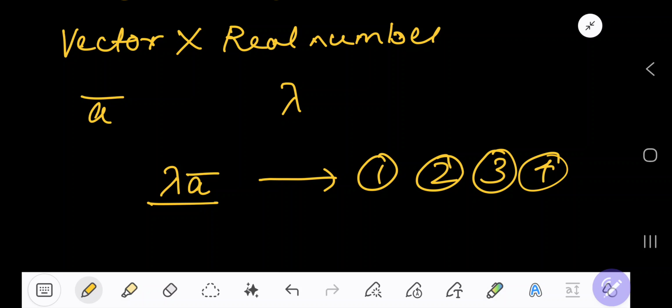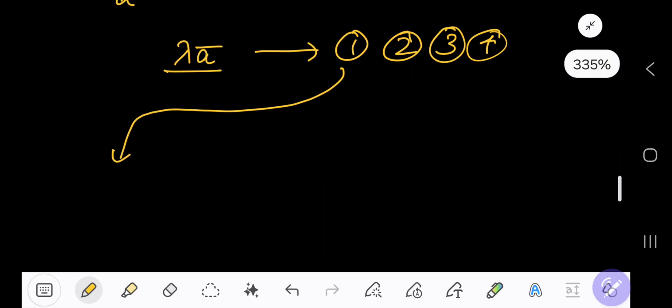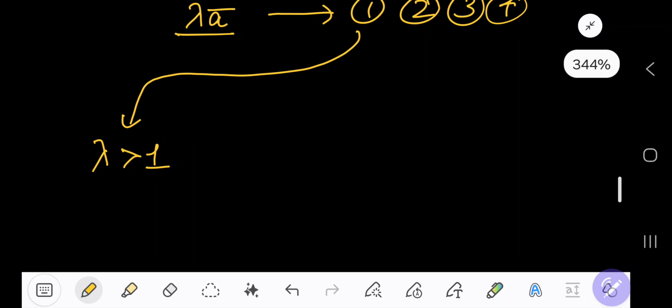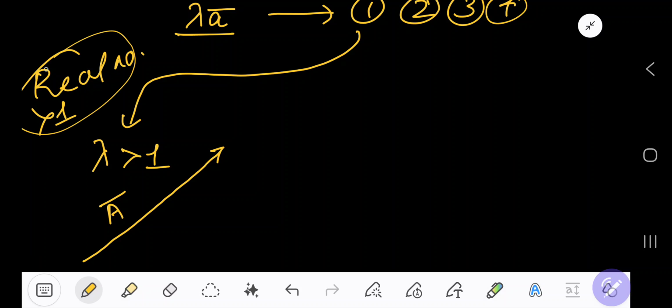What are these 4 cases? Let me just make that clear. So our first case is if lambda, our real number, is greater than 1. If lambda is greater than 1, then our vector a bar would increase its magnitude. That means the length of this arrow would increase. So when our real number, which we're multiplying by a vector, is greater than 1, then the magnitude of the vector increases.